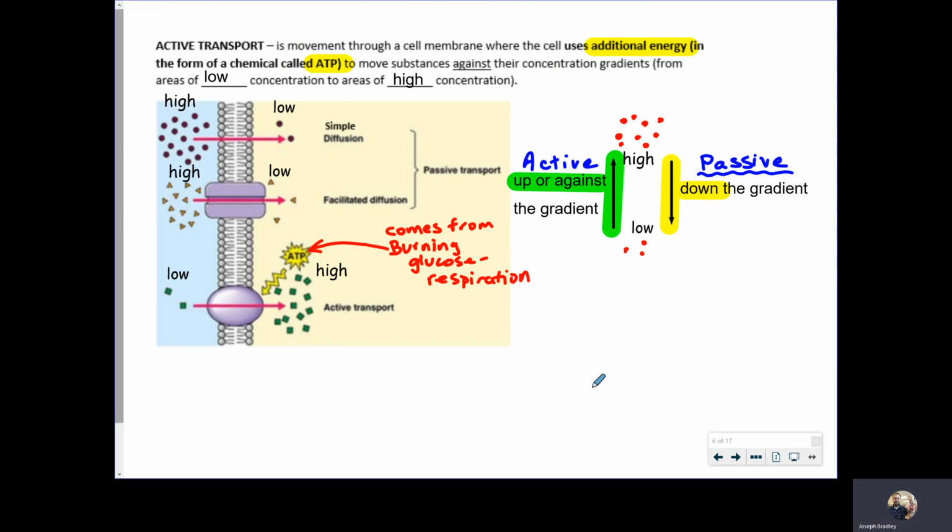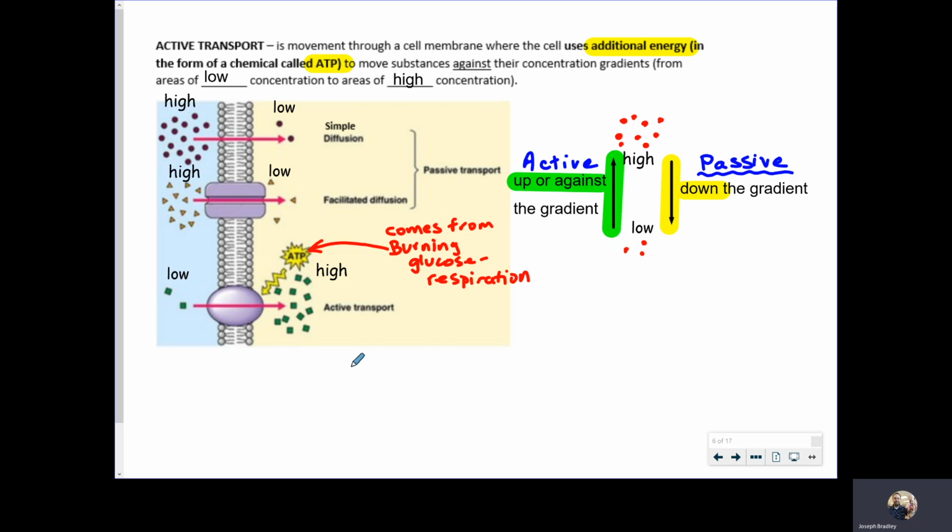Active transport is movement through a cell membrane where it uses additional energy. So we talked about passive transport. This is active transport. This diagram is showing simple diffusion, a type of passive transport, going from high to low. This is facilitated diffusion, going from high to low, but through a protein channel. But if you look at this one, it's going from low to high. So that's active transport, because you're moving things against their concentration gradient, and they're going to require extra energy, which is usually going to come from ATP.